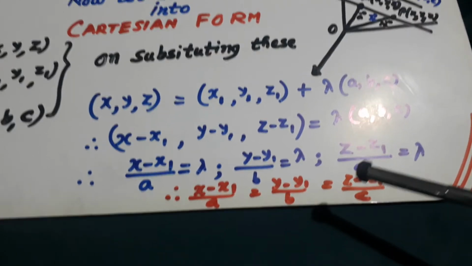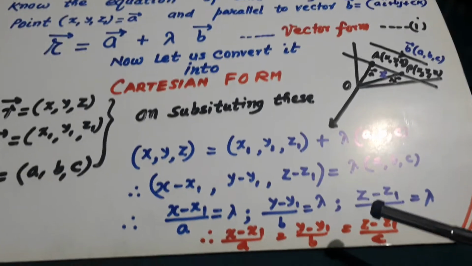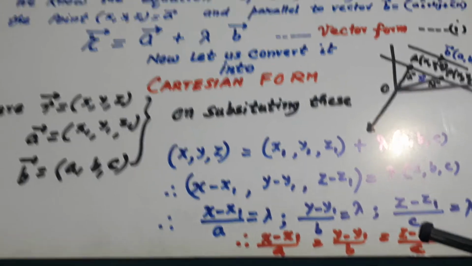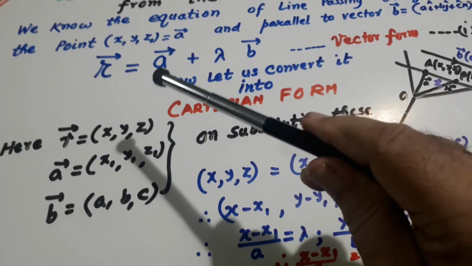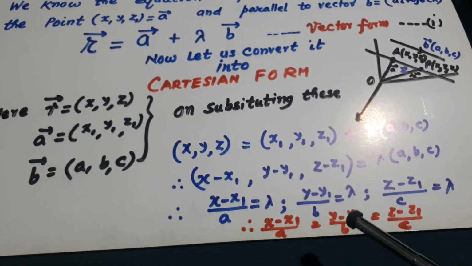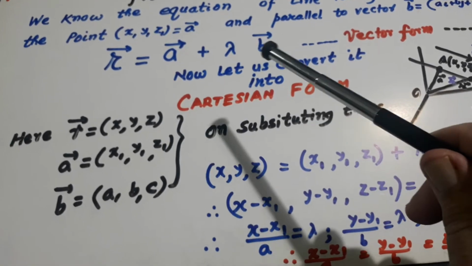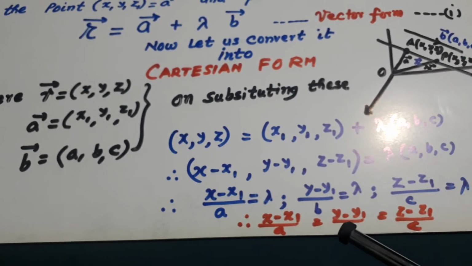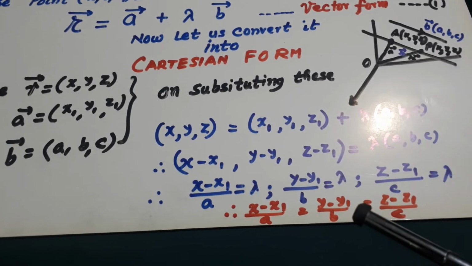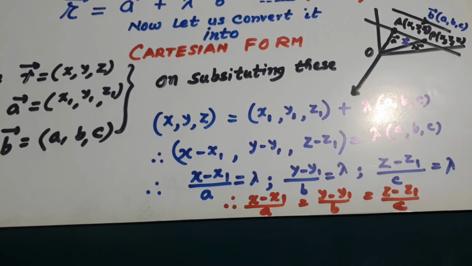So this is the equation in the Cartesian shape. X, y, z में है. X axis, y axis was found by Cartesian. That's why its name is Cartesian. So we have converted the vector form into the Cartesian shape. Vector form is R is equal to A plus lambda B. And the Cartesian form is x minus x1 over A is equal to y minus y1 over B is equal to z minus z1 over C.